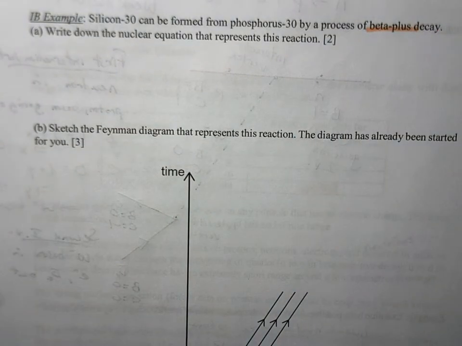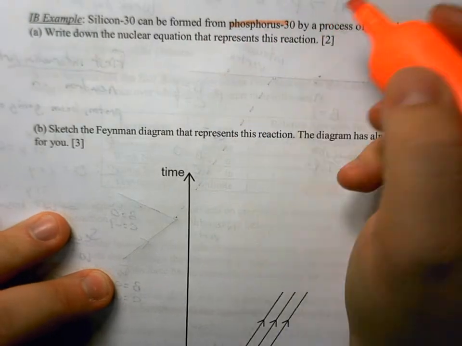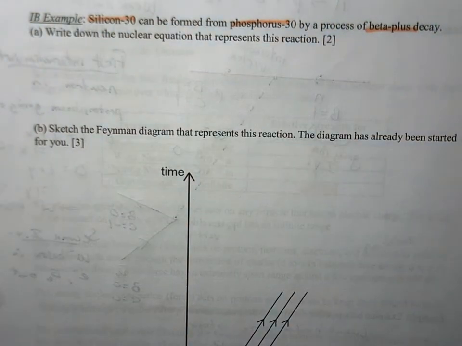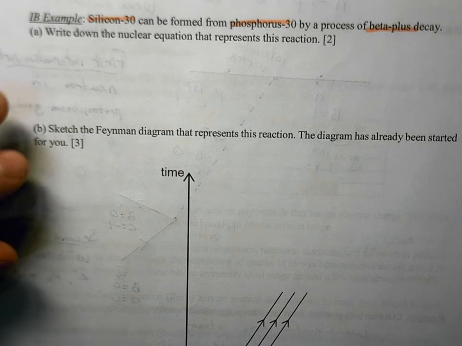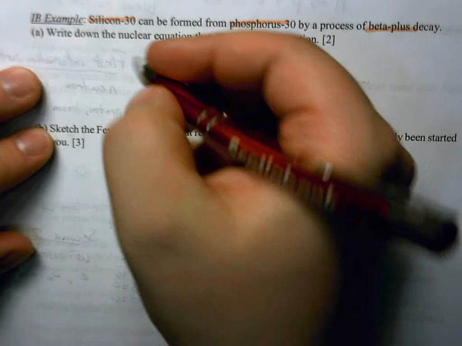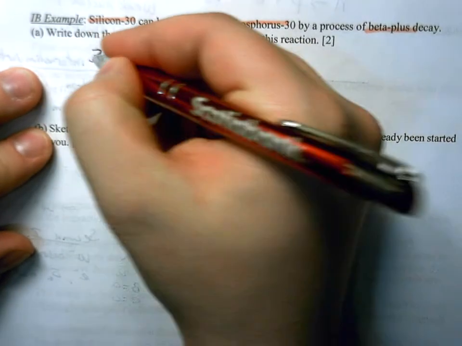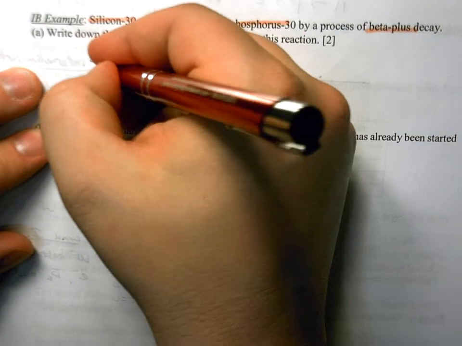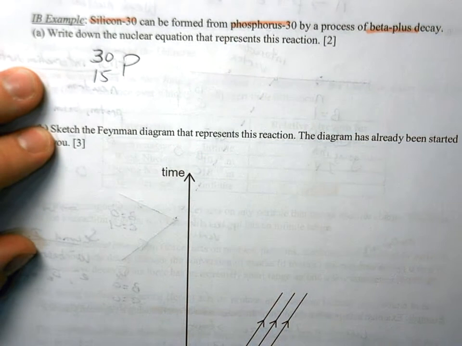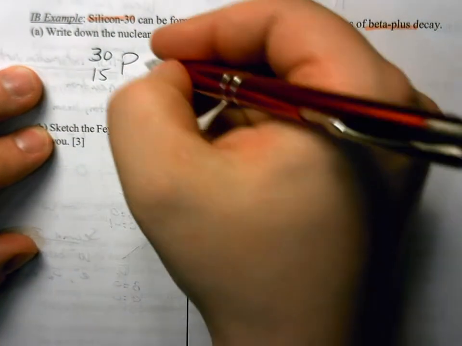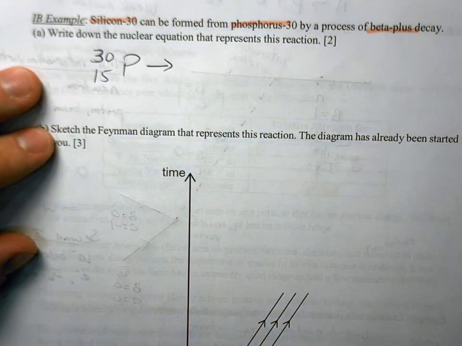So what we're starting out with is our parent element, phosphorus 30, and our daughter element is going to be silicon 30. Now they don't have to tell you the daughter element is silicon 30, we can certainly work that out. So we're told we're starting with phosphorus 30. If you look on your periodic table, phosphorus is going to be element 15.